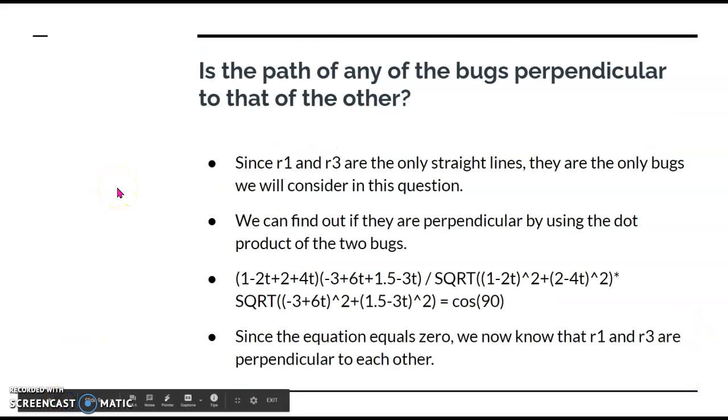All right, so this brings us to the next question: perpendicular vectors. We have been doing this for a long time. We know that if the dot product of two vectors equals 0, then they are perpendicular to each other. So we just take R1 and multiply that by R3, and we can see that it indeed equals 0. Therefore, they are perpendicular.